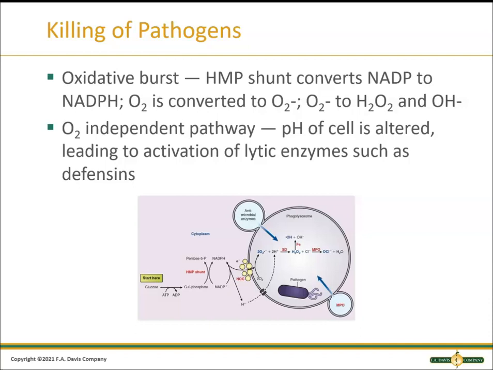So it's an oxygen-independent pathway. The pH of the cell is changed now, which allows us to activate those lysosomal lytic enzymes to actually destroy the bacteria itself. So it's not important to really know all the different steps, just know that it's the HMP converting NADP to NADPH, and oxygen is involved, hence the oxidative burst to destroy that particular pathogen that has gotten inside of the cell.